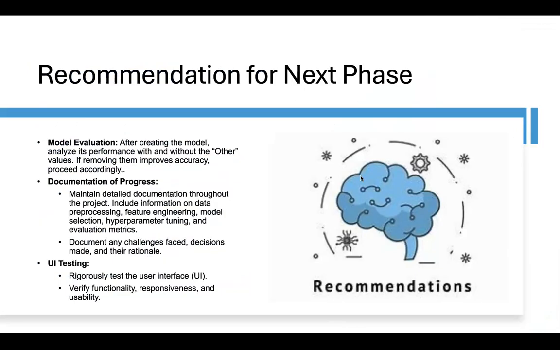And overall, the recommendation for the next phase would be model evaluation. So we have to create the model and analyze its performance with or without the outliers, and if removing them improves the accuracy, we'll proceed accordingly. And for the documentation, we'll attach all the detailed documentation throughout the process, including any challenges we face, the decisions made, and the rationale. And for the UI, we'll test the UI and verify its functionality, responsiveness, and usability.